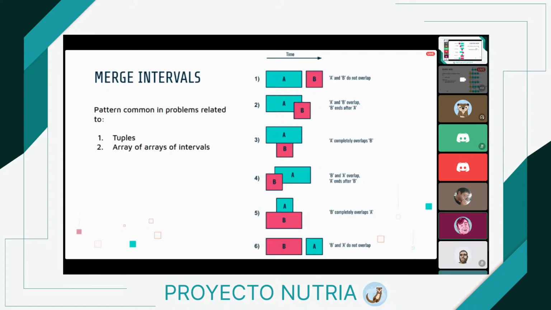The first case is that A and B do not overlap, and they do not connect. The second case is that A and B overlap, but B ends after A. The third case is that A completely overlaps B. The fourth case is that B overlaps with A, but A ends after B. The fifth case is that B completely overlaps A, and the sixth case is that B and A do not overlap, but B is before A.